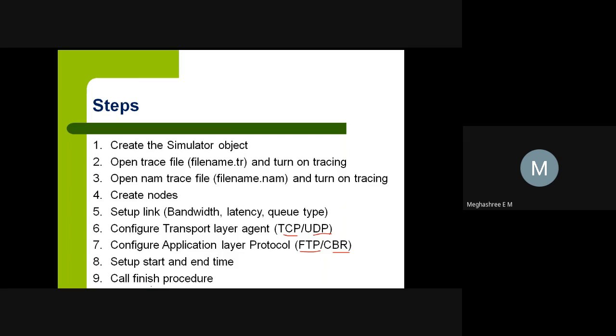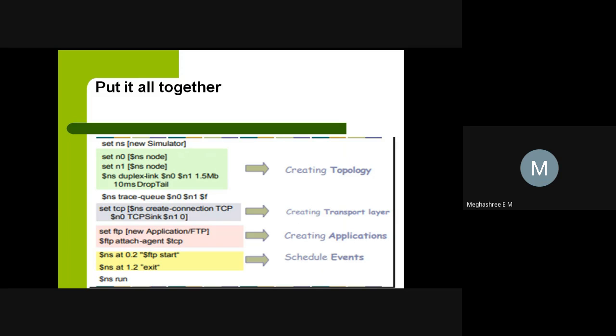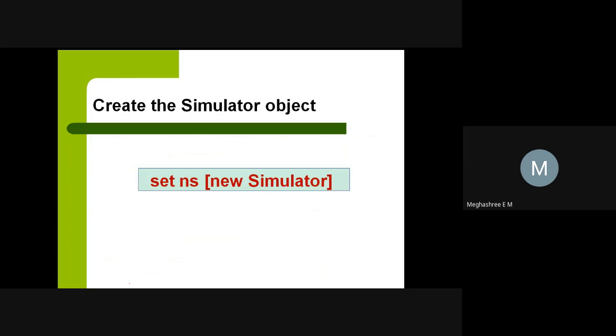So now we'll see how to write this program. Whatever I explained in the 10 steps, I just summarized here. The first thing, as you can see here, is creating the topology. Next is configuring the transport layer, and then creating the applications, the application layer protocol. The last one is scheduling events, when to start and when to stop. And you have to specify run simulation. So first step is what? Create an object, right?